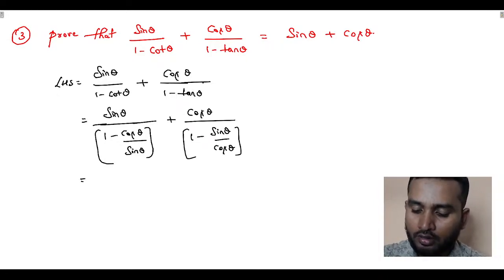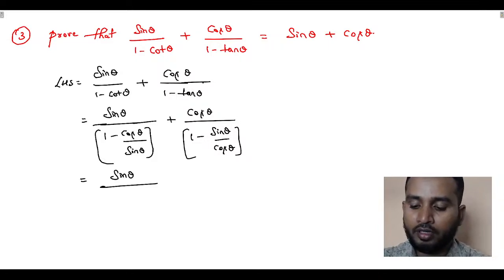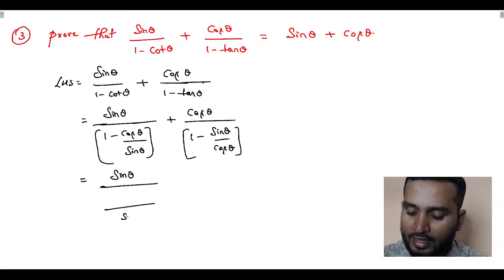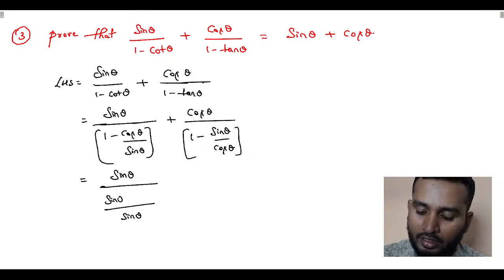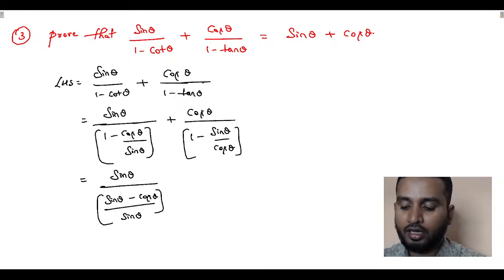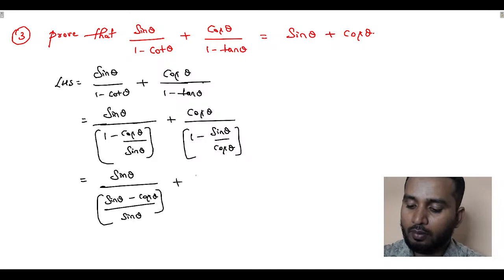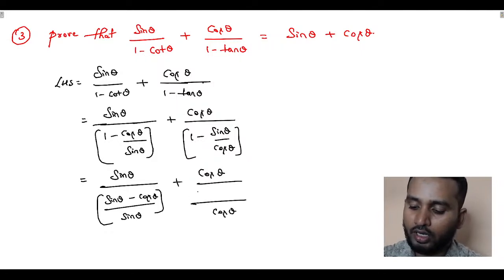got it. That is equal to sin theta by, now you can see in the denominator there is a fraction, that is sin theta, isn't it? So, I will take the LCM, the LCM is sin theta. Now, sin theta into 1 is sin theta minus cos theta, after taking the LCM, that is sin theta minus cos theta by sin theta, then plus cos theta by, what is the LCM here, that is cos theta into 1 is cos theta, then minus sin theta.